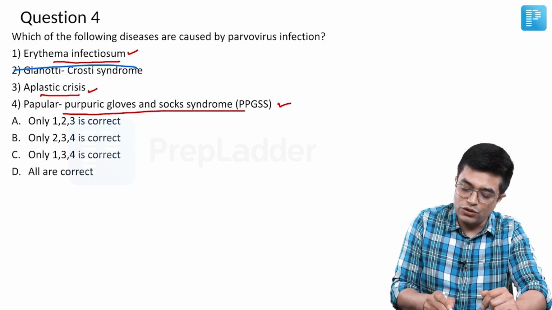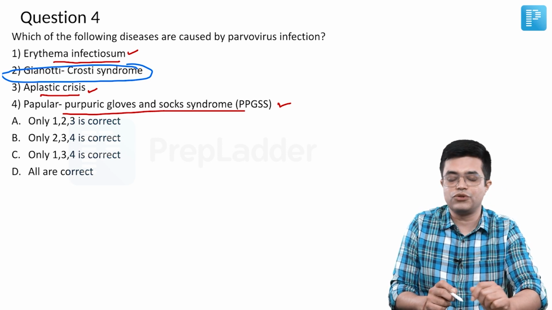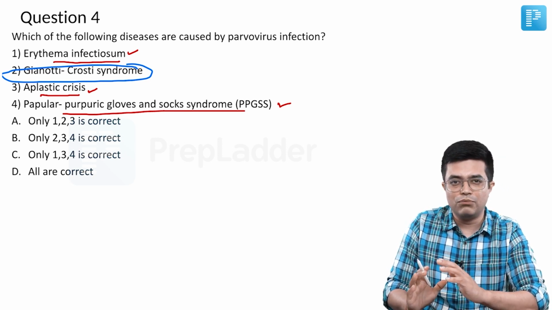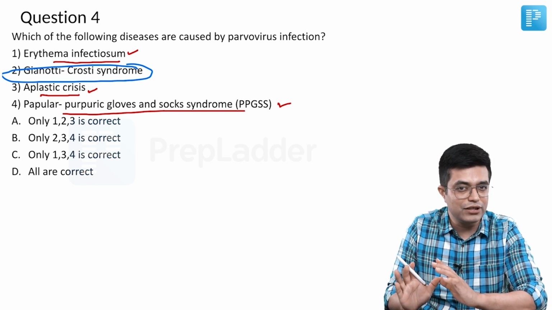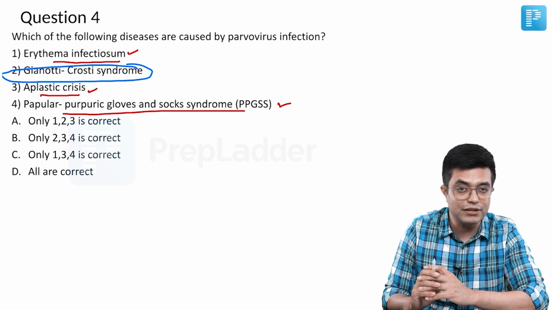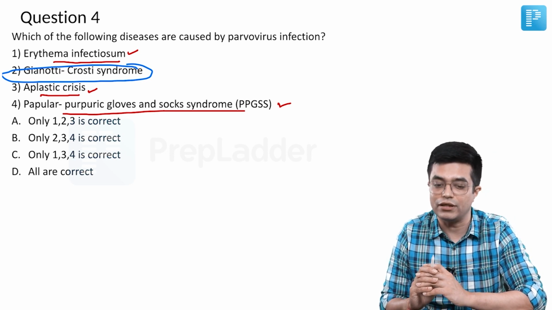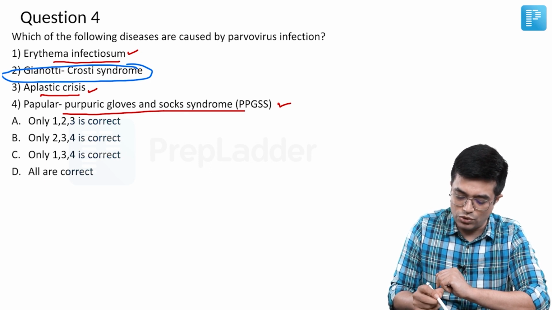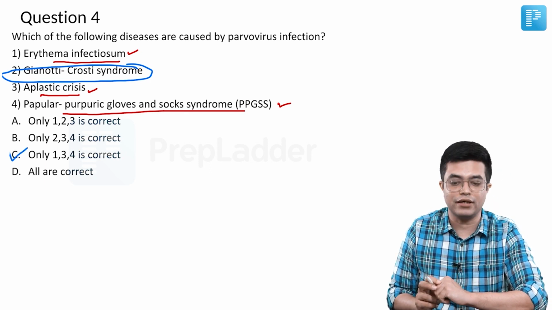However, Gianotti-Crosti syndrome is not associated with Parvovirus infection. It is associated majorly with viral infections other than Parvovirus. Most commonly, it is seen with hepatitis B virus as well as with Epstein-Barr virus. So, the answer to this question is 1, 3 and 4, and so C option is the correct answer.